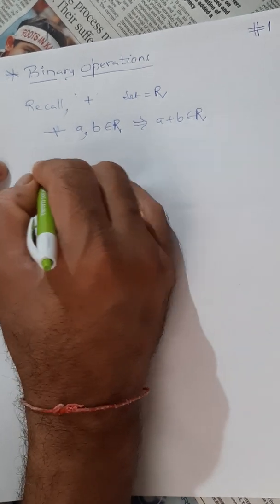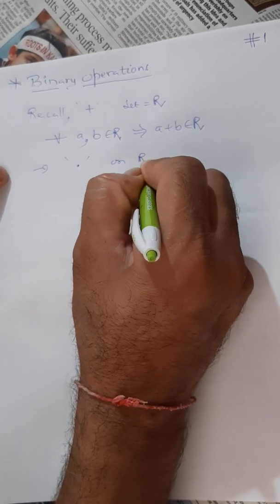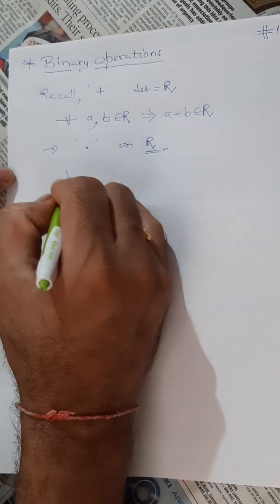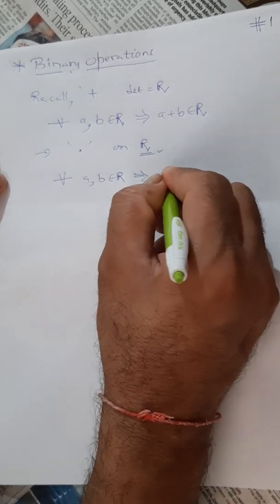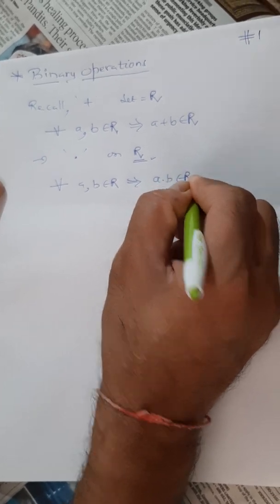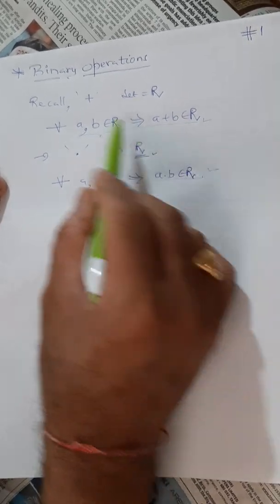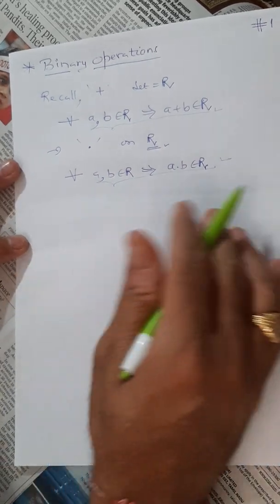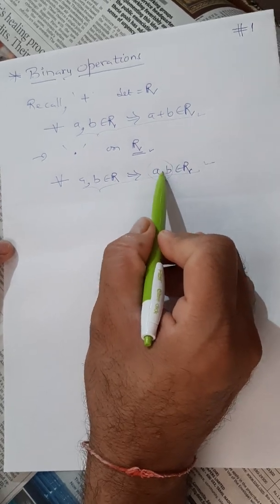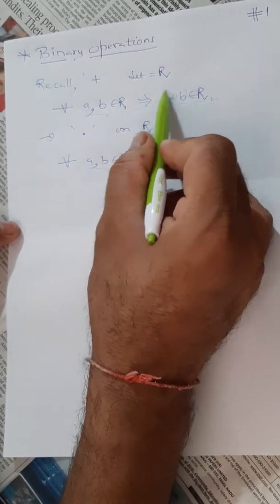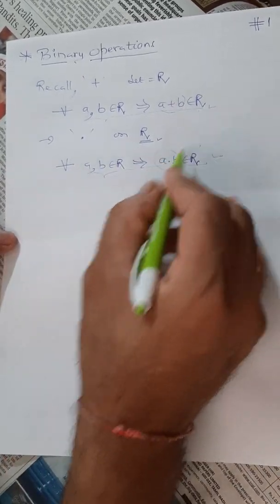Similarly for multiplication, if I take the operation as multiplication, again on real numbers, so for every two real numbers a, b belongs to R, if I multiply them, that is if I find a into b, which is also in R. So any operation which satisfies this property is called a binary operation. What is the meaning of this? Pick up two members from the set, apply the operation, whether it is multiplication or addition, the resultant member must be in the same set. Then such an operation is called a binary operation.